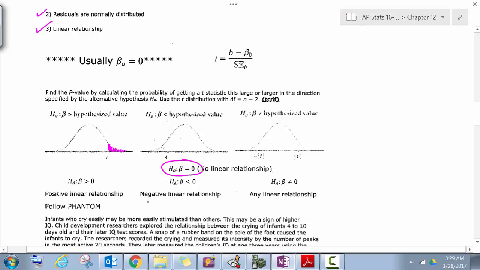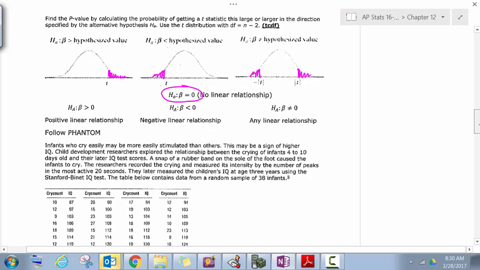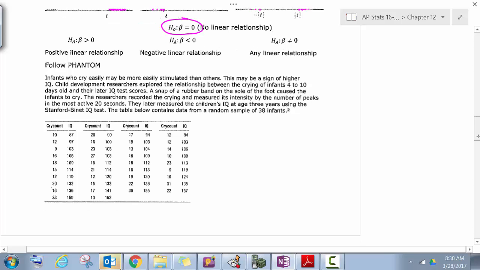Our alternate could be 3 different things. Right-tailed, meaning beta is greater than 0, or a positive linear relationship. Beta is less than 0, a negative linear relationship. Or just that beta doesn't equal 0 and it's any linear relationship, positive or negative, it doesn't matter, just that there is a linear relationship. Didn't really copy too well. That's what our graphs look like. So we follow PHANTOM. So we're going to do it on this problem.